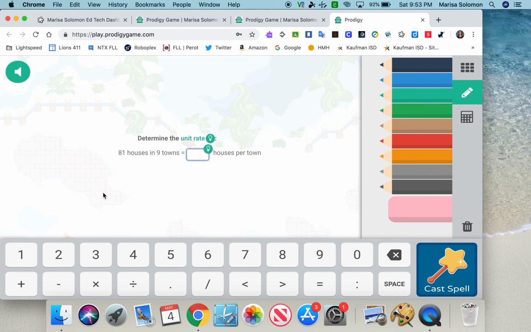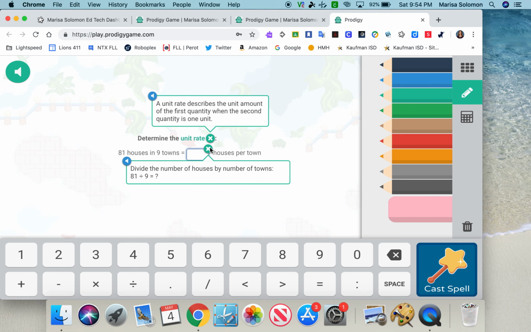more successful. But once you get into the game, it gives you a math question, and that's how the battles are structured. So you can have them read to you, which is really great for differentiated instruction. Determine the unit rate. 81 houses in 9 towns equals blank houses per town. It also gives you the vocabulary, as well as a hint if students are having trouble.